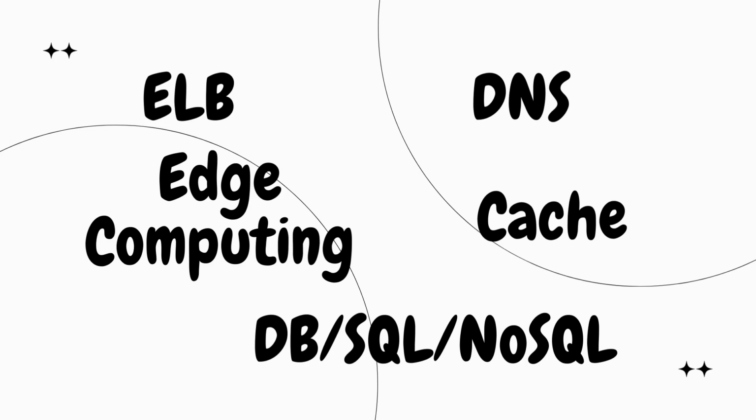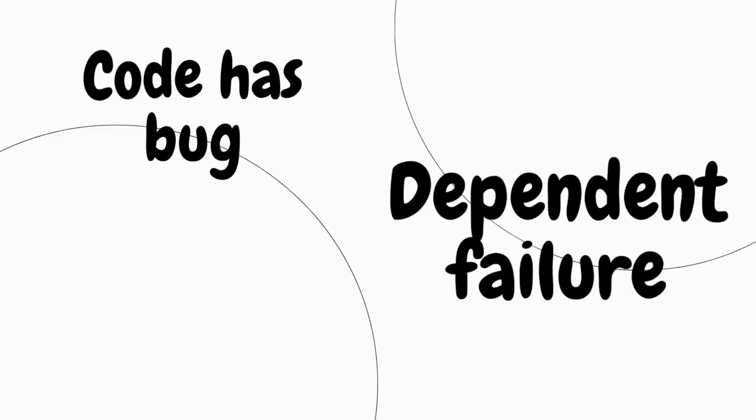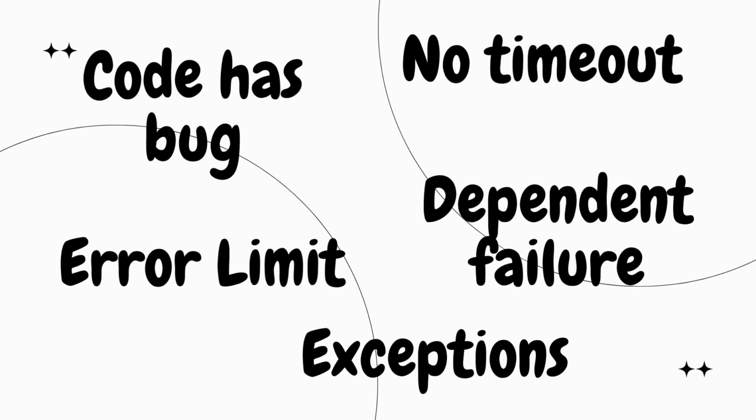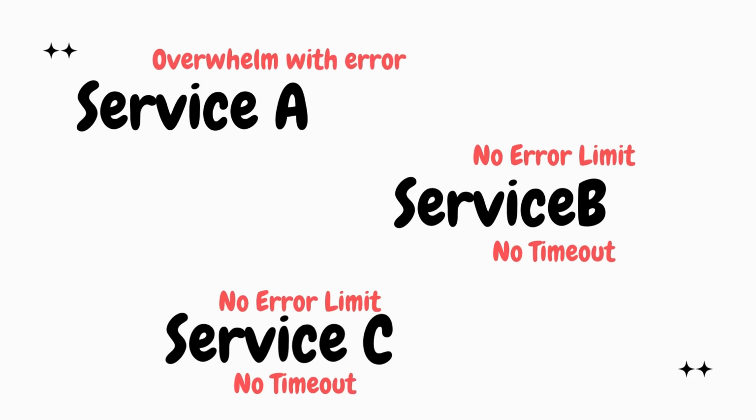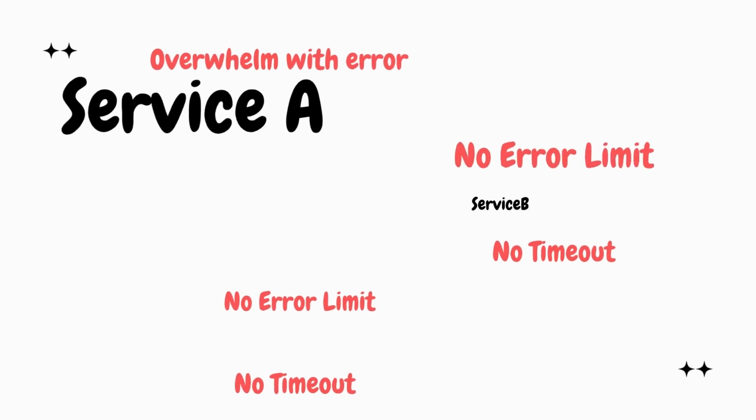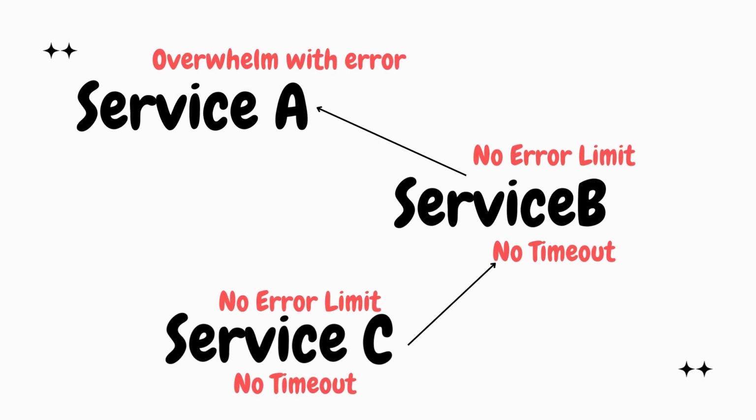Same as that, we do too many automations as well. Say your code has a bug. There are a lot of exceptions, no timeout, no error limit, and it is creating a lot of dependency failure. Let me put this in a clear picture. We have service A, service B and service C. Service A has a bug, and it has a lot of errors running in the logs. Service B and service C do not have an error limit, and no time limit has been configured. Basically, no timeout.